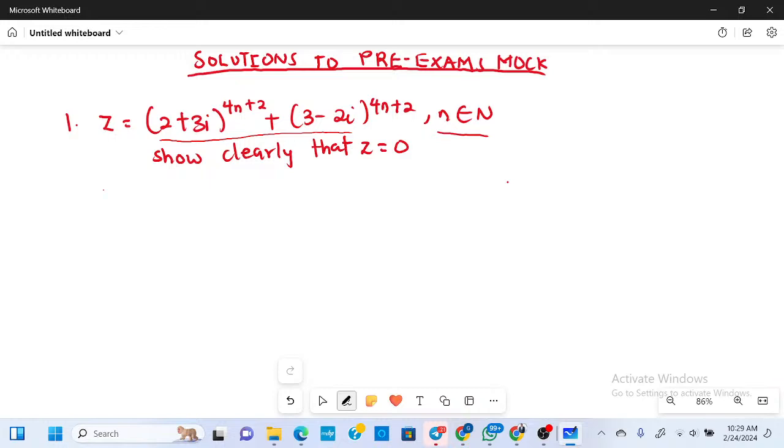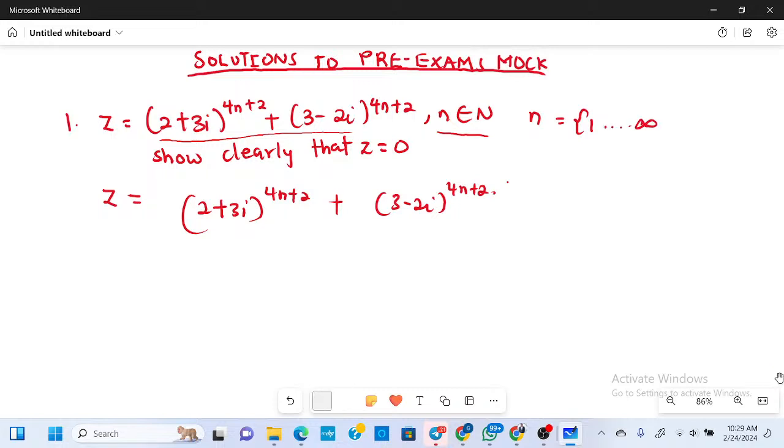So how do we solve this problem? Now let's see. We have this whole expression 2 plus 3i to the power 4n plus 2 plus 3 minus 2i to the power 4n plus 2. Since n is a member of the natural numbers, n can't be a negative number. So the range of natural numbers n start from 1 to infinity, positive 1 to infinity, meaning that we shouldn't expect a negative number here, neither a fraction or a rational number. So for that reason, our goal is to nullify whatever we have here.